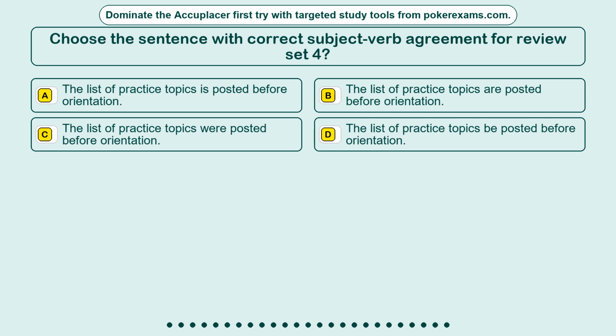Question 18. Choose the sentence with correct subject-verb agreement for review set 4. Option A. The list of practice topics is posted before orientation. Option B. The list of practice topics are posted before orientation. Option C. The list of practice topics were posted before orientation. Option D. The list of practice topics be posted before orientation.